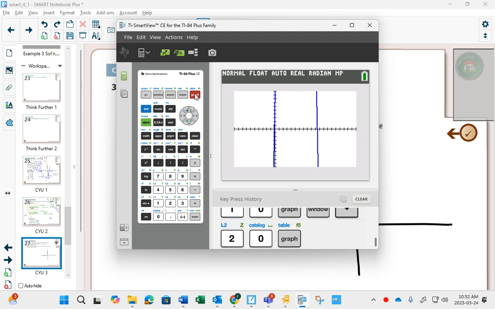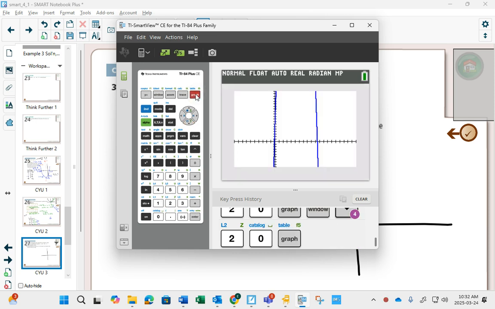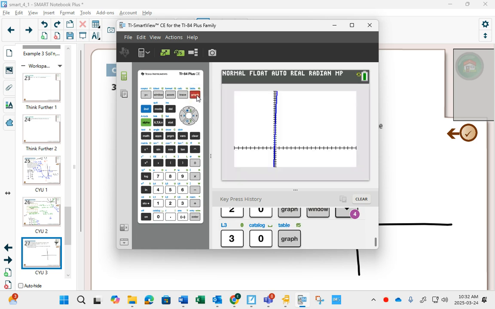Now I have symmetry, right? Where's my vertex going to be? It's going to be up. So I need to change my y max in order to see that maximum, because I know this one opens down. So I go back to my window, and maybe I change my y max to 20. And I graph. Not enough. So I go back to window, and maybe I change it to 30. And I graph. Not enough.